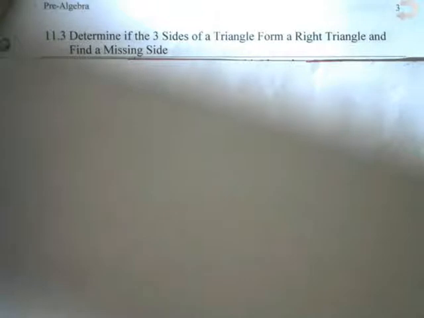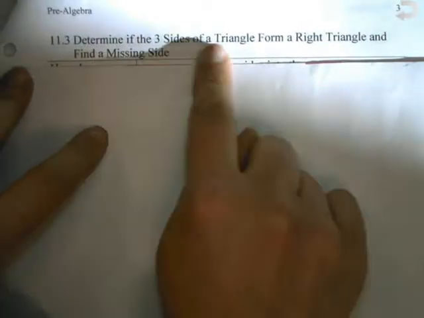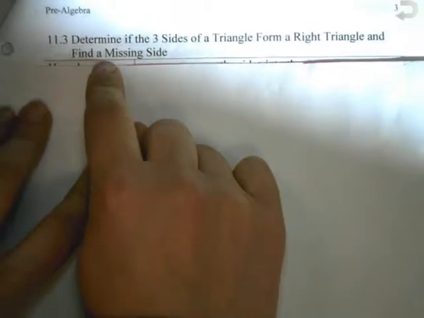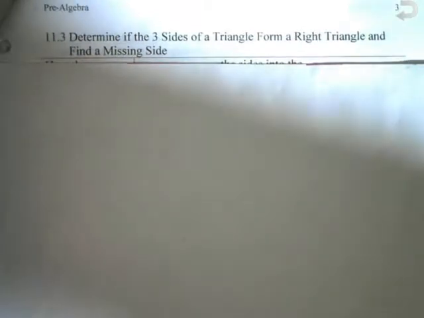For 11.3, we're going to determine if three sides of a triangle form a right triangle and find missing sides. So what does that mean? Remember how I told you, even if it looks like a 90-degree angle, unless it has the what, we can't say that for sure it is. What is it?